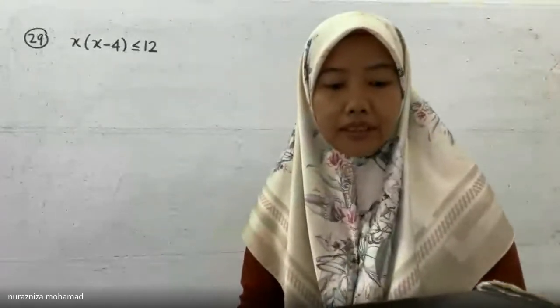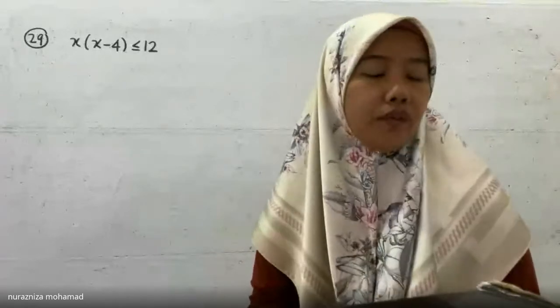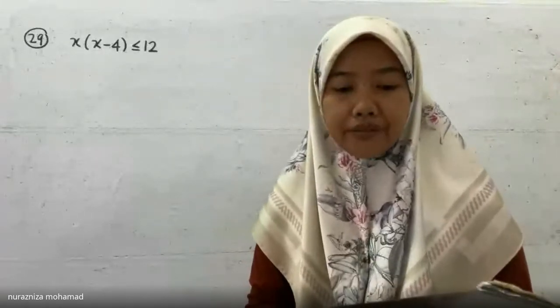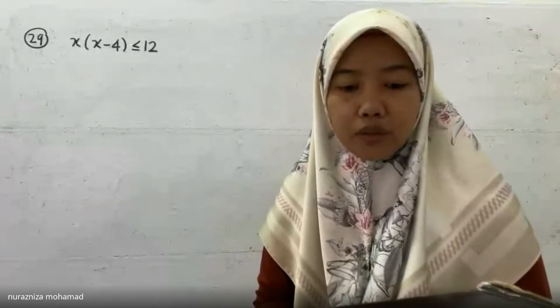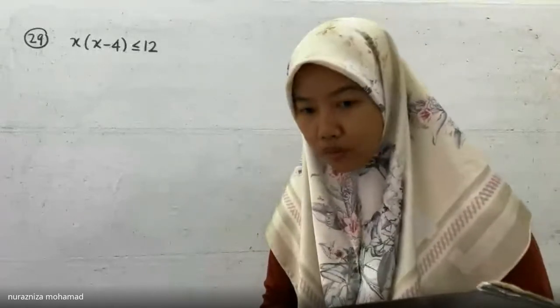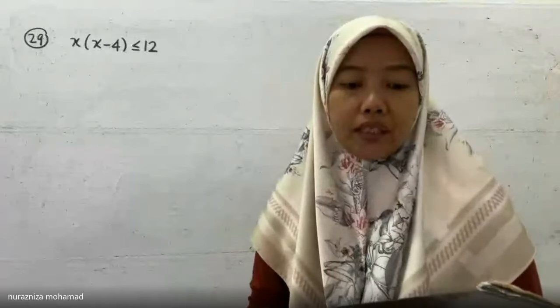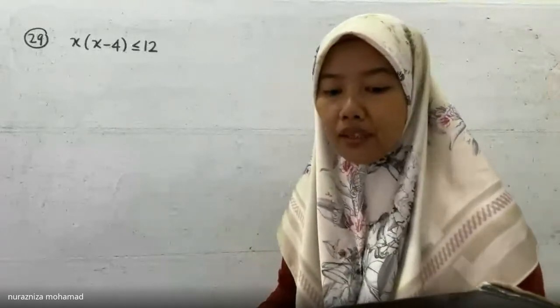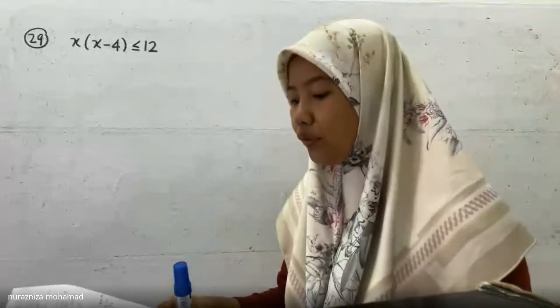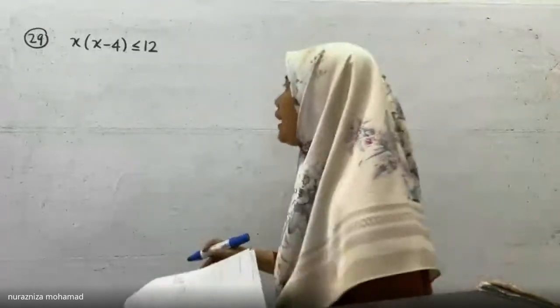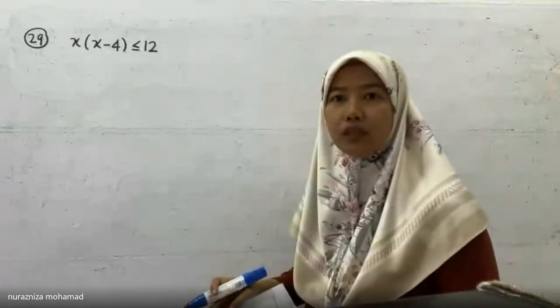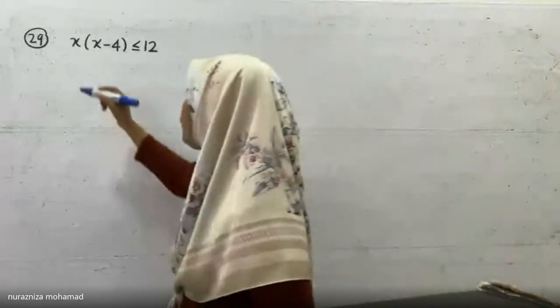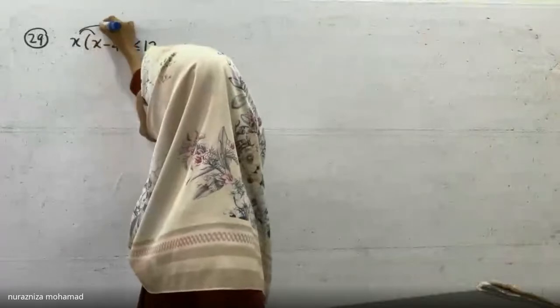Okay, class. Today I'm going to continue with our extra class module, chapter quadratic function. Sorry. All right. So question number 29. Find the range of values of x for which x times x minus 4 is less or equal to 12. Okay, for this one, as usual, we need to expand.